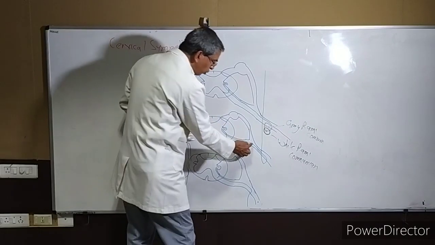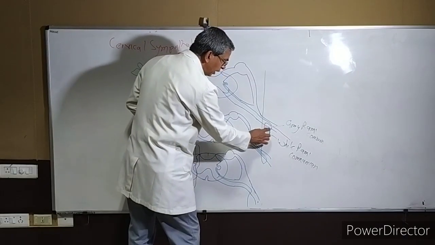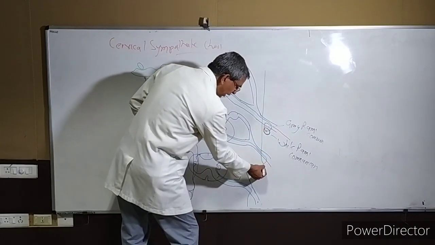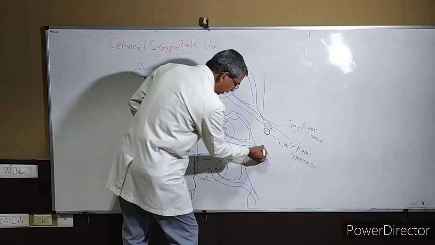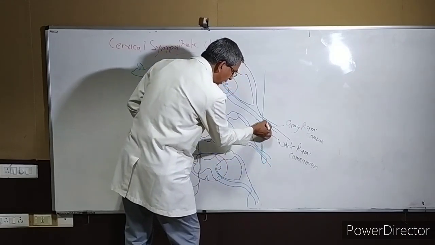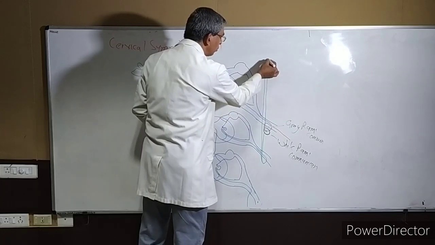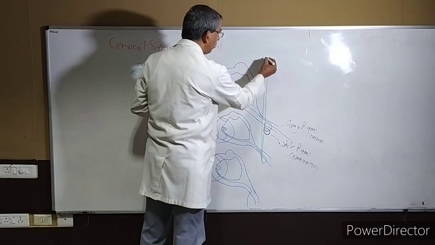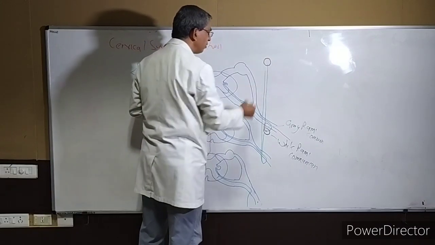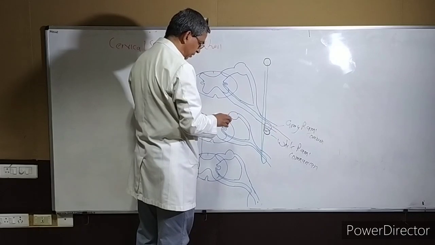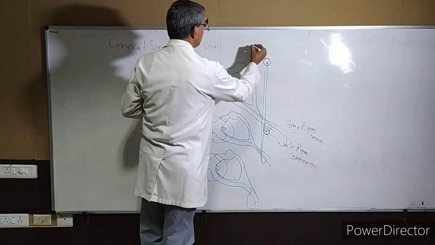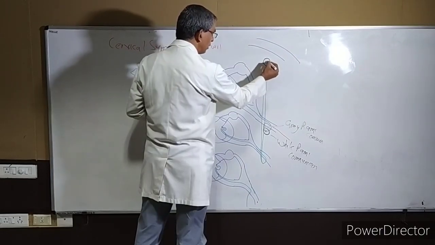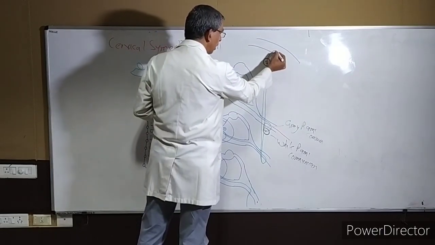Now, another case I told you. Suppose these fibers do not end here. These fibers pass, do not end here, and ascend upward, passing through the nearby ganglia, and they end in a further ganglia situated above the level of the spinal nerve. So these fibers end here. Preganglionic fibers end here, and the postganglionic fibers start and enter into the spinal nerve.